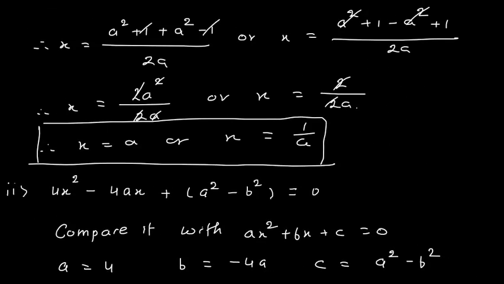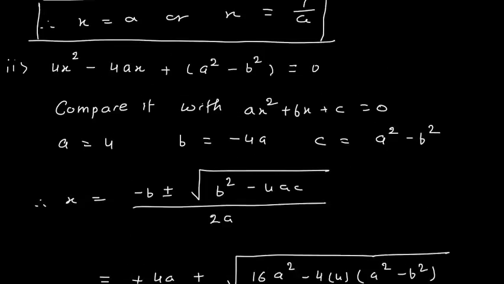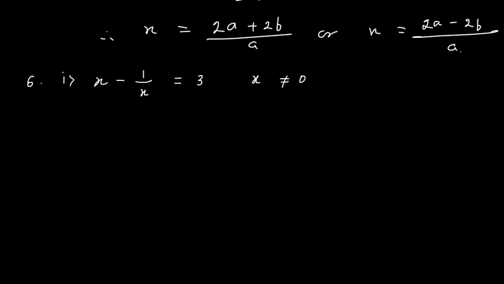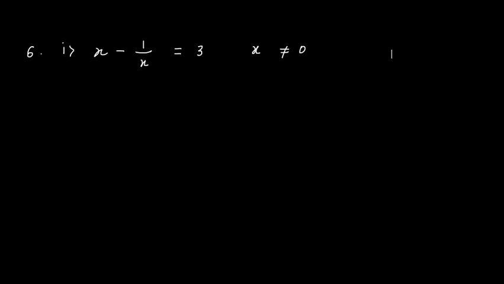Okay, so this is our second question of this fifth problem. Okay, now the sixth question. Sixth question, what do we do? x minus 1 upon x is equal to 3.